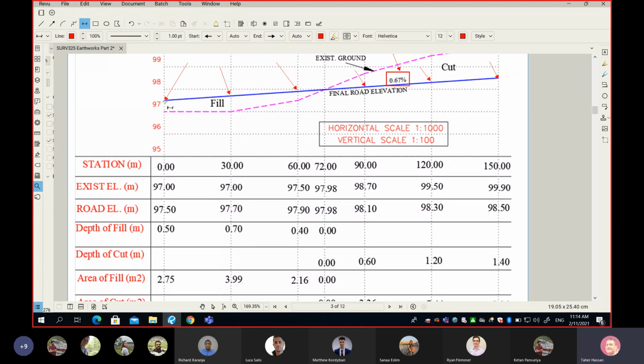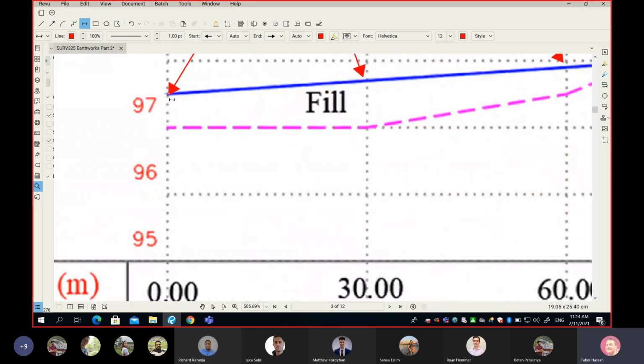So on this picture here, I'll zoom in. What do we call this depth here? Cut or fill? Fill, because the road is above, the blue is above the magenta, and this is fill. So this is fill here.